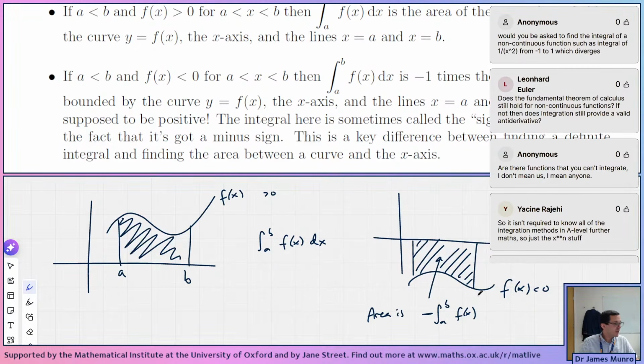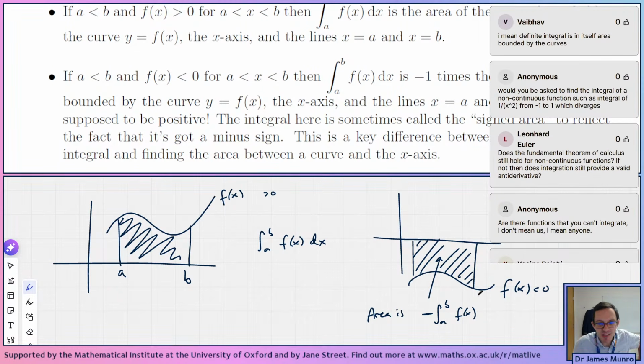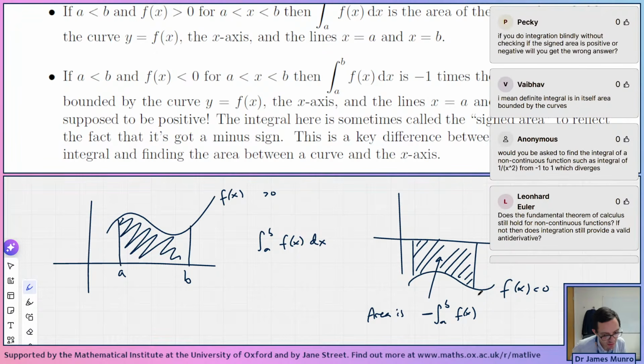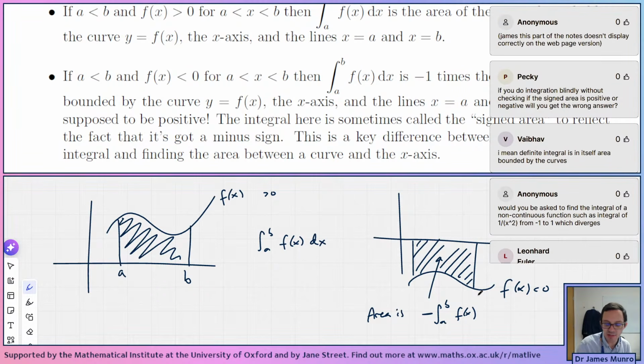Are there functions that you can't integrate? I don't mean us, I mean anyone. Yes, there's kind of two serious answers to this. There are functions that you can't integrate in the sense that you can't write down a nice looking function that is the answer to the integral. And there are also functions that are too badly behaved to have an integral. If your function is not continuous, then you've got to look quite closely at it. But nobody knows.